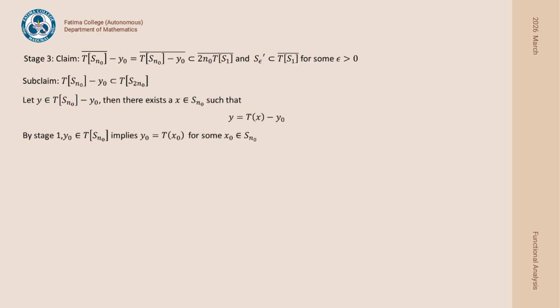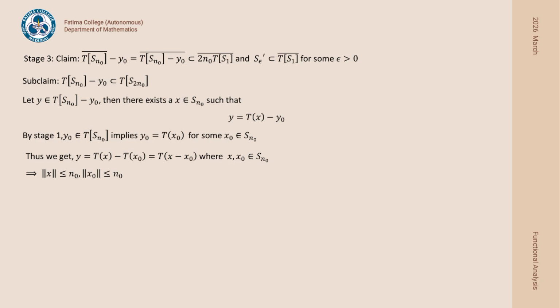Now, therefore, there exists an x in Sn naught such that y is equal to T of x minus y naught. By stage 1, we know y naught is a point in T of Sn naught. Therefore, again for some x naught belongs to Sn naught, y naught is equal to T of x naught. Thus, we have y is equal to T of x minus T of x naught, which is equal to T of x minus x naught, as T is linear, where x and x naught belong to Sn naught.